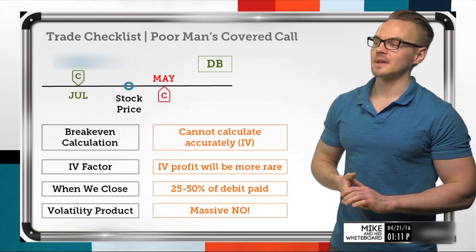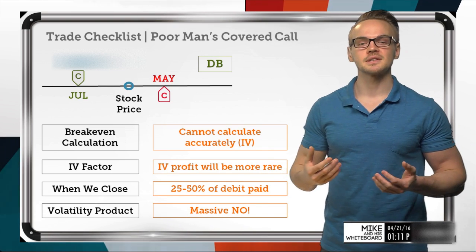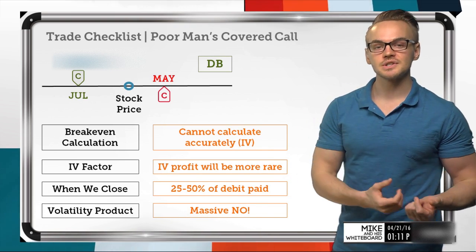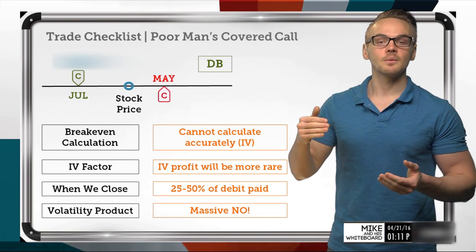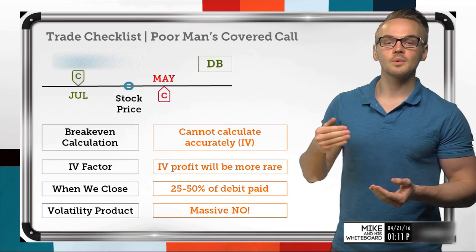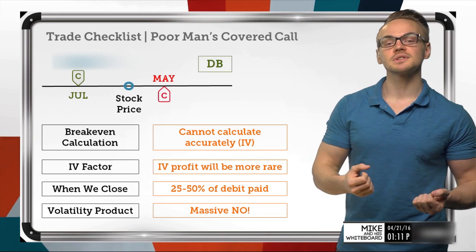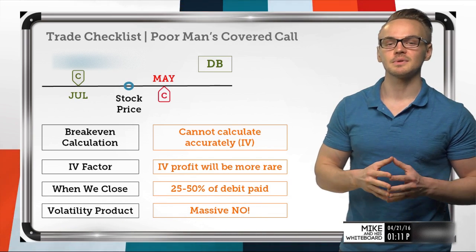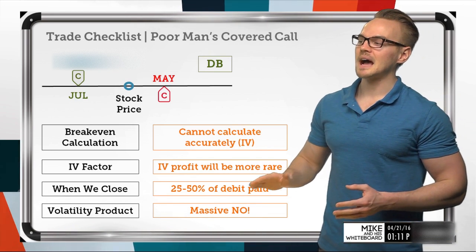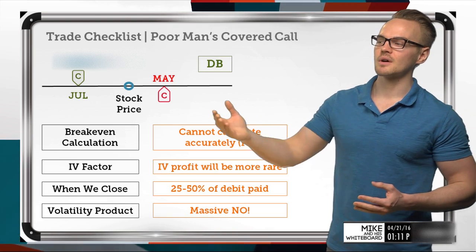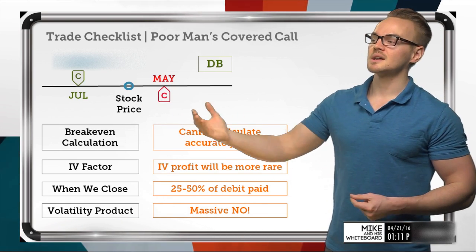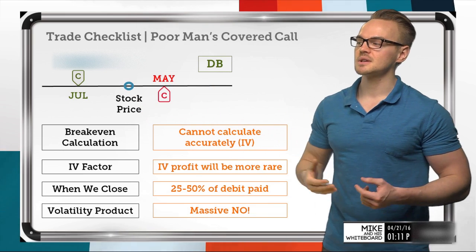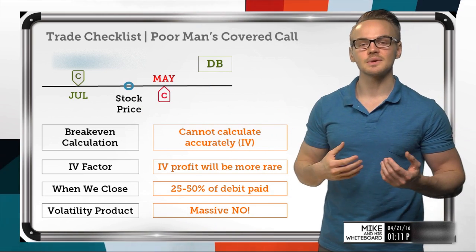So unlike an IV profit from a poor man's covered put, where when we're directionally correct, we usually tend to see implied volatility increase because when we're using a poor man's covered put, we want the stock price to go down, which usually also results in an increase in implied volatility. But here, IV profit will be more rare. This is more of a directional play using less capital than a covered call because when we're directionally correct, we usually will see implied volatility decrease a little bit.